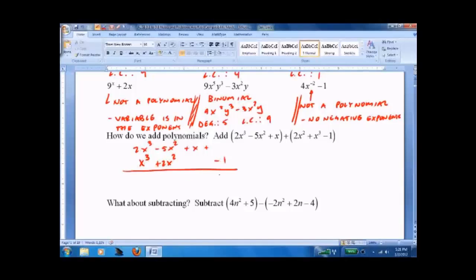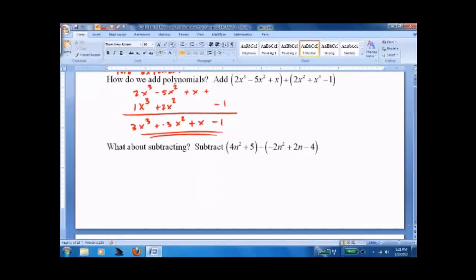And then we just add down. 2 plus 1 is 3x to the third. Negative 5 plus 2 is negative 3x squared, plus x, minus 1. And that's it. There's really no way to check these problems, so you've got to make sure you do them right on the first try.